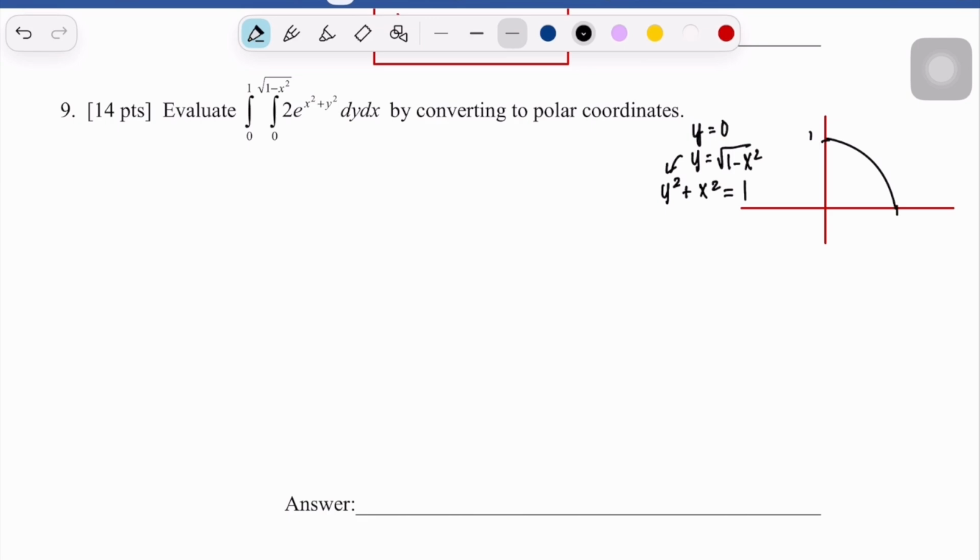This is going to be 1. And x grows from 0 to 1. So 0 to 1. Okay. Which tells us that this is the region that we're supposed to cover. This is the region R. Now, for polar coordinates, we need to remember that x squared plus y squared is r squared, and dx dy, which is just dA, turns into r times dr times d theta.